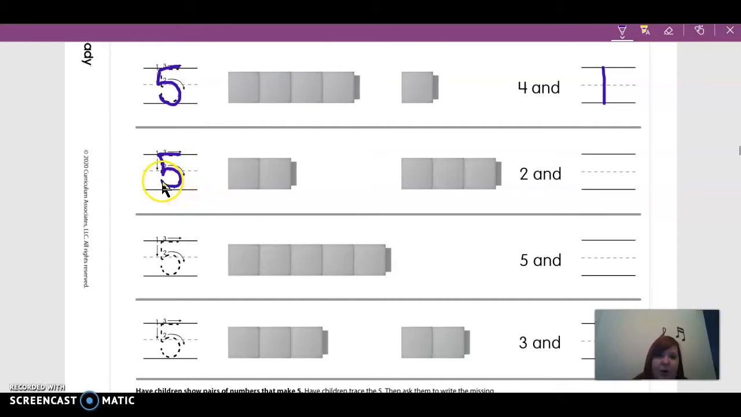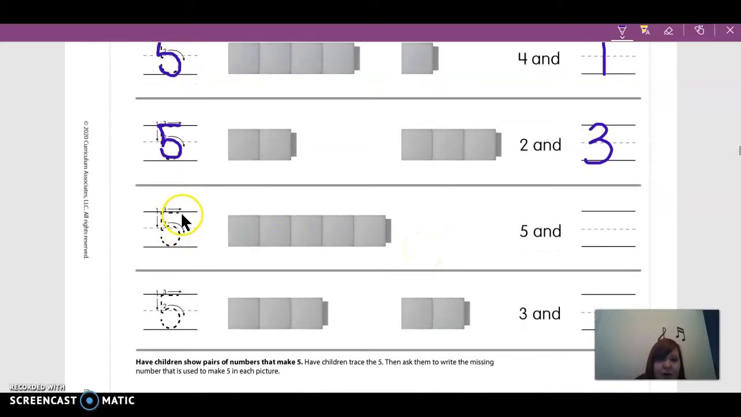Okay, how many in the first part? 2. How many in the second? 3. So you have 2 and 3 make 5. Okay, the next one. How many in the first part? 5. How many in the second part? 0. So you have 5 and 0 make 5. So what number do I put here? You should have put in 0.